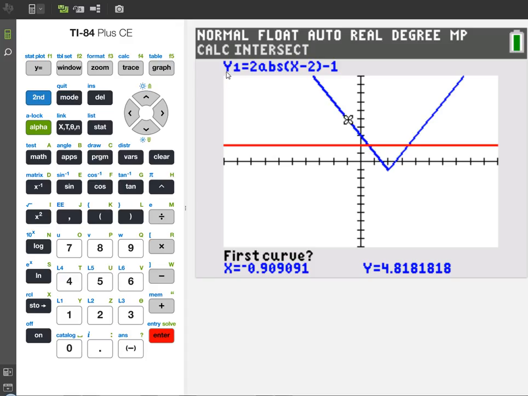The second one is y2 equals 2. It's red, and notice it puts the cursor on that line. To confirm that that's the second one, we hit enter. Now it wants a guess. Once again, the reason for the guess is that there are multiple intersections, and we have to know which one we're looking for. Well, let's look for the left one. If I move over close to the left one and hit enter, we get x equals 0.5, y equals 2.